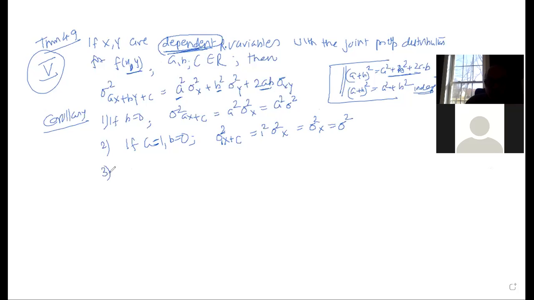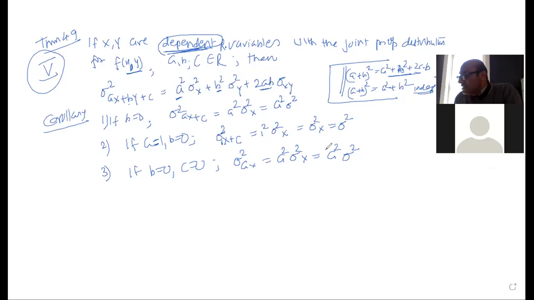And my third corollary is something like this. Suppose I have b equal to 0 and c equal to 0. In that case, I can write sigma square of ax, which is a square sigma square of x, and that is equal to a square sigma square. You can write it shortly in this form. Right, guys, so this is for this one, and I would like to extend the same idea to the independent variables too.